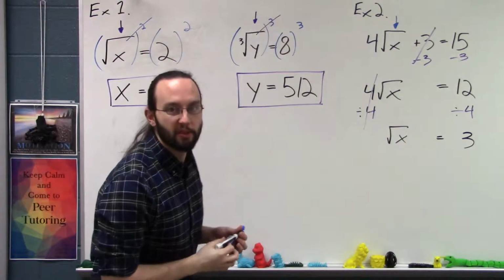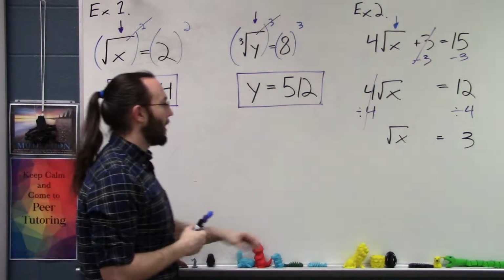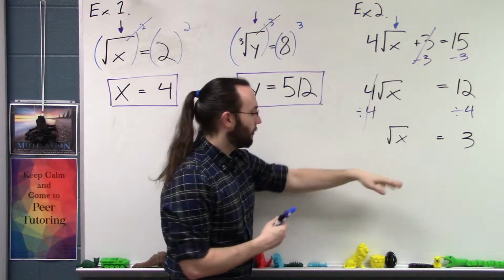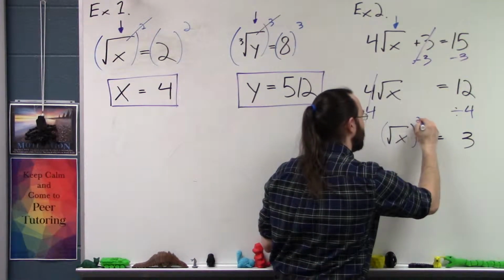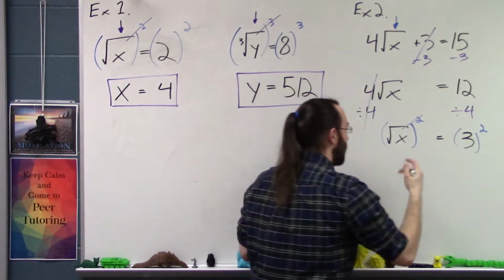Now you are in the same situation as the very left example here. We've got a radical. That radical equals 3. To undo that square root, we just square both sides. Three squared will be 9.